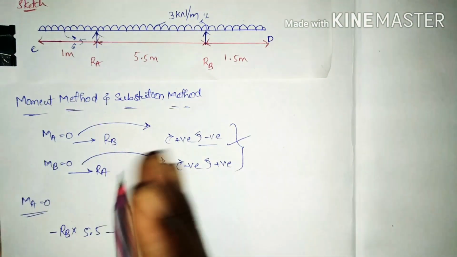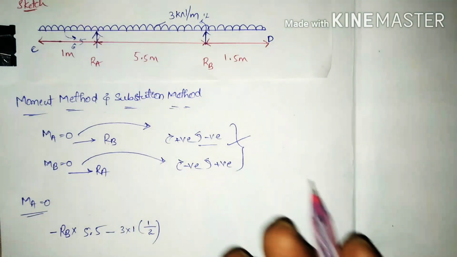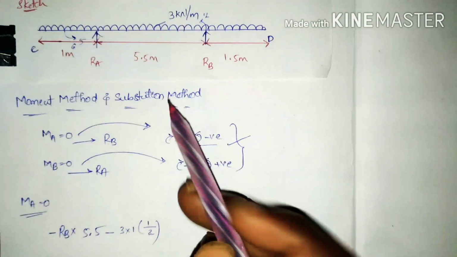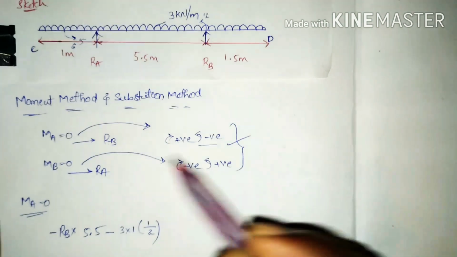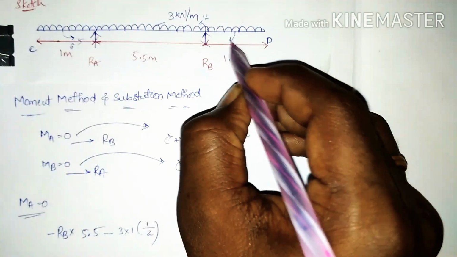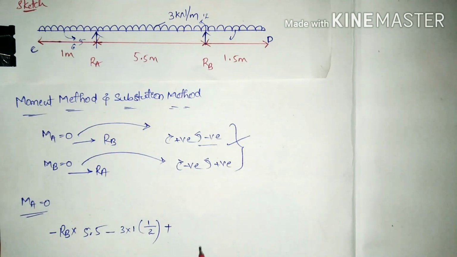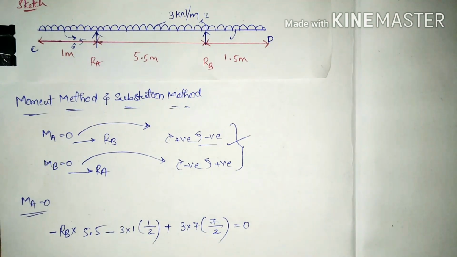We also have the UDL to the right of RA, for a span of 7 meters, acting in the clockwise direction, so it is positive: 3 into 7, taking the moment from the mid span, that is 7 by 2, equal to 0.